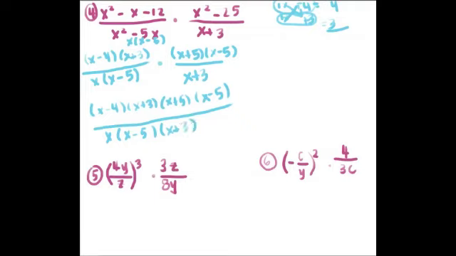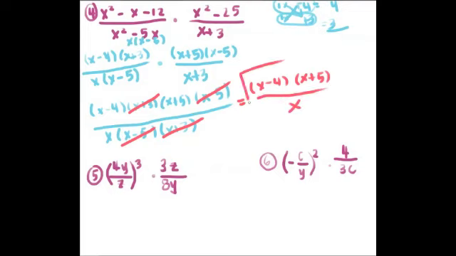Let's cancel out all the stuff we can. So x plus 3, x plus 3, x minus 5, x minus 5. So all I'm going to have left here is an x minus 4 times x plus 5 over x. So no need to FOIL or distribute or any of that business. That's good. Just leave it the way it looks like right there. Okay.